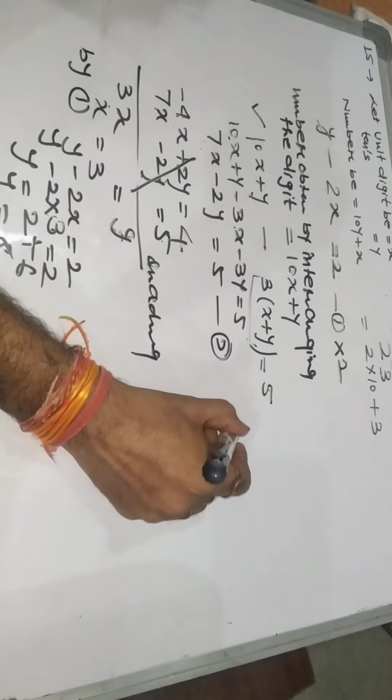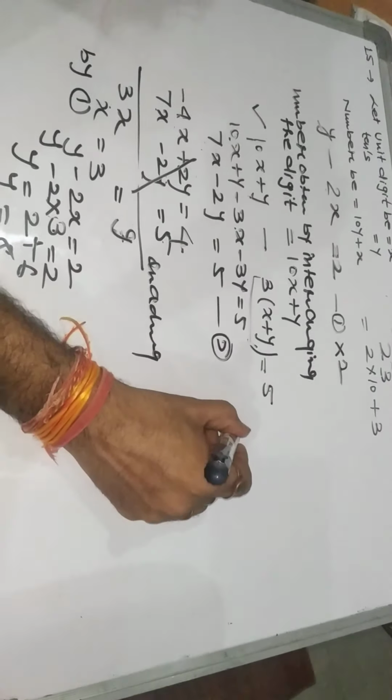The number is equal to, now number is equal to क्या था आपका? Number is 10y plus x. So 10 into 8 plus 3. So the answer is 83. 10y plus x, the value of y is 8. ये 10y प्लस x है और ये 83 उल्टा क्या आंसर नंबर 18.